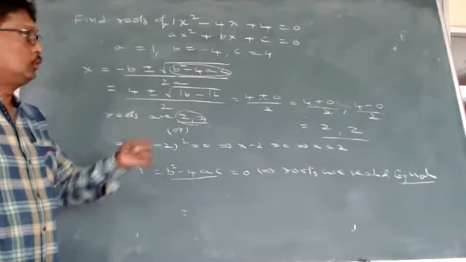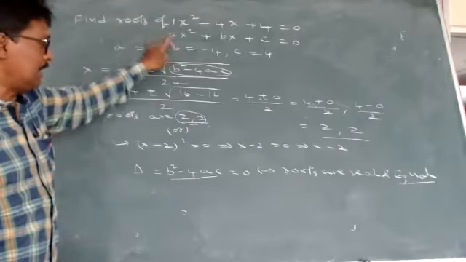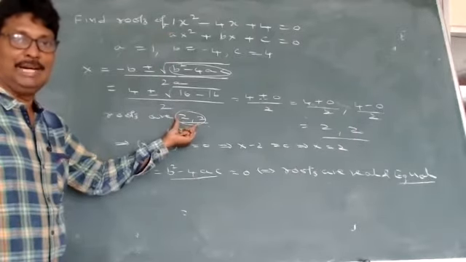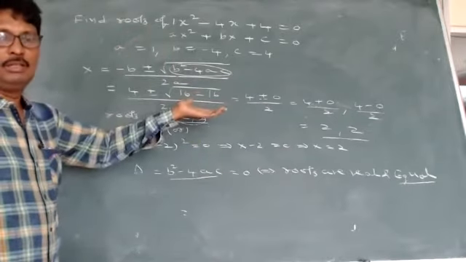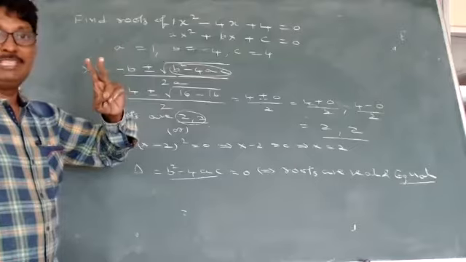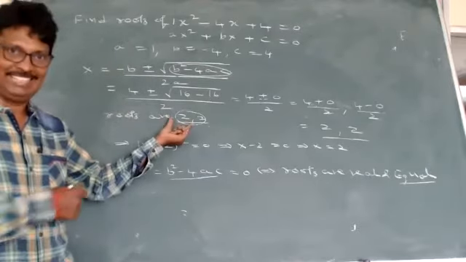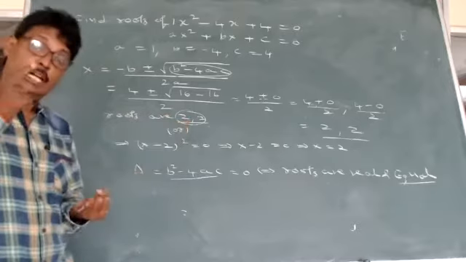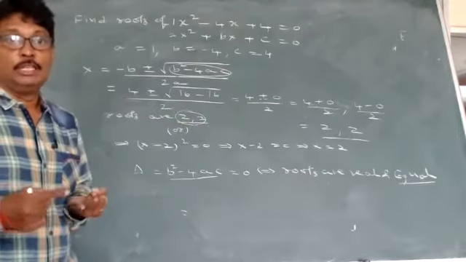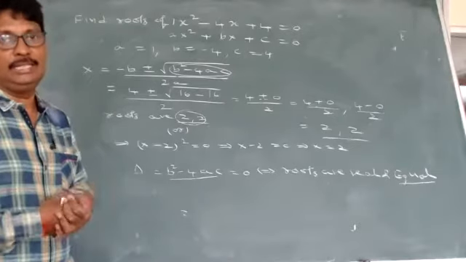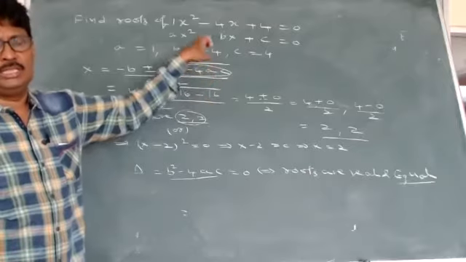So in this problem, the quadratic equation has 2 roots, but it has only 2 roots, not more than 2 roots. By solving, you get 2 roots. The 2 roots may be equal here. In another problem, the 2 roots may be distinct. In another problem, the 2 roots may be imaginary. It depends upon the given equation. Suppose we will discuss another problem.